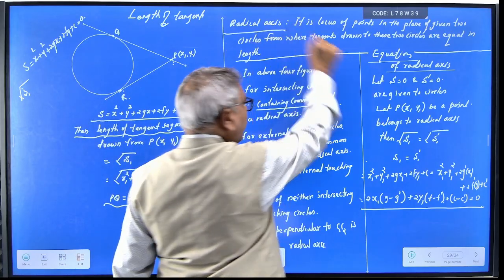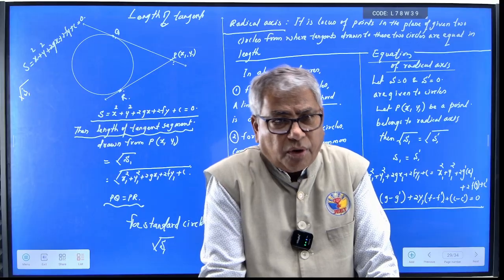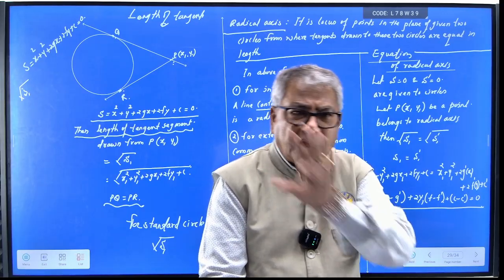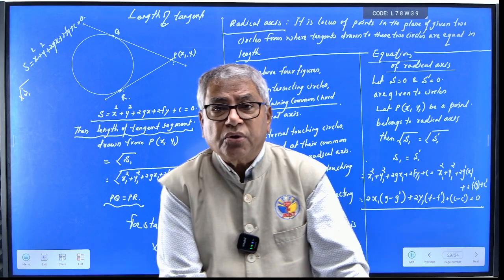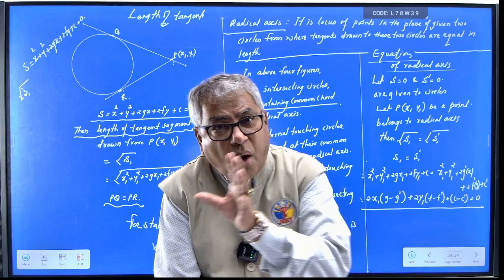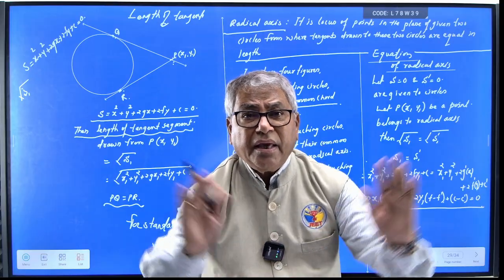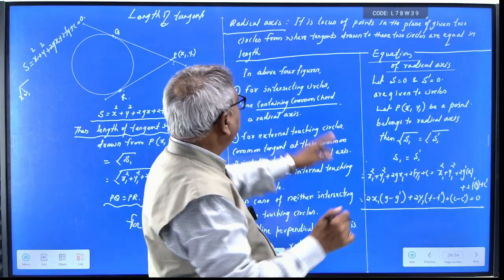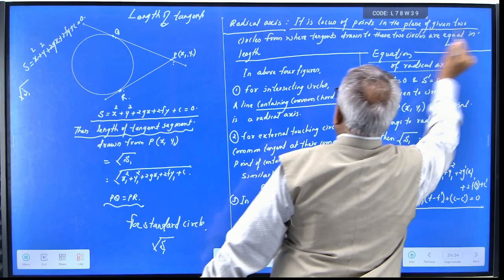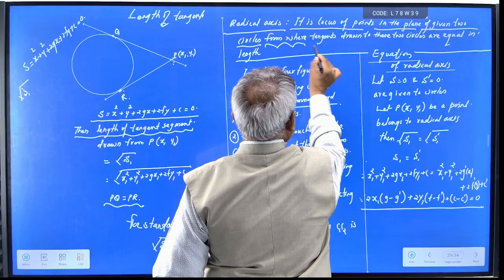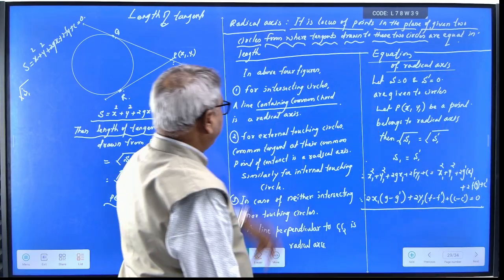Now turn to one more term, called radical axis. What is a radical axis? Two circles are given. The radical axis is a locus of points in the plane of the two given circles from where tangents drawn to these two circles are equal in length.